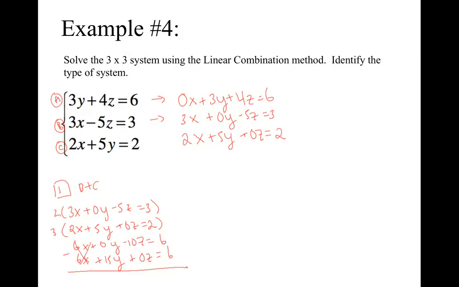0 minus 15 gives me negative 15y. Negative 10 minus 0 gives me negative 10z equals 0.